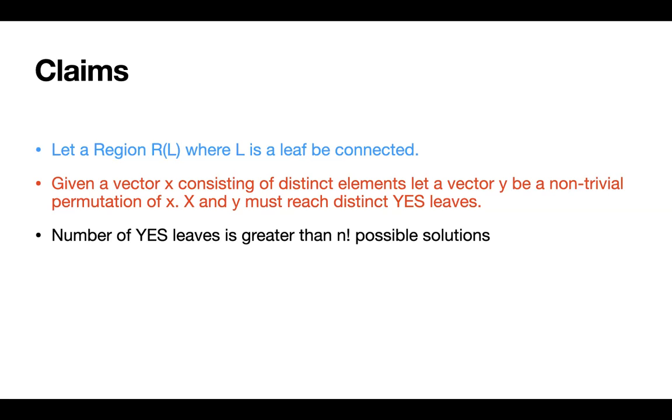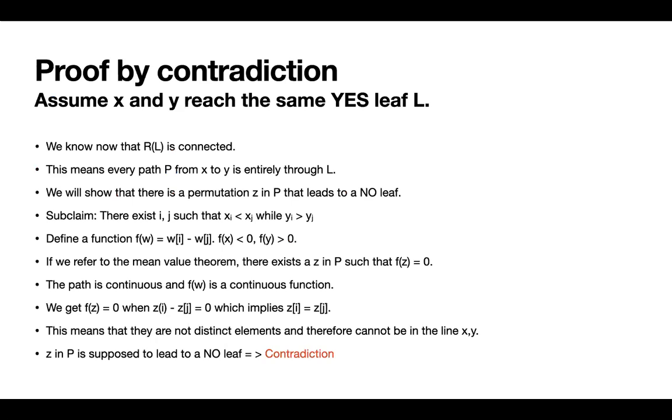And so now we're going to look at the second claim. Given a vector x consisting of distinct elements, let a vector y be a non-trivial permutation of x. X and y must reach distinct yes leaves. So the way we're going to do this is by proof of contradiction. We're going to assume x and y reach the same yes leaf L. So now we've proved that R of L is connected. This means that every path P from x to y is entirely through L.